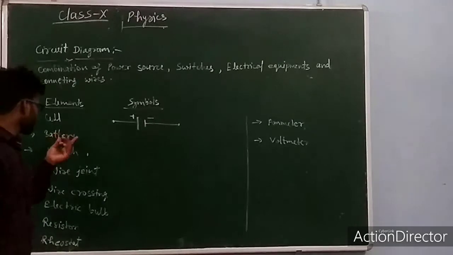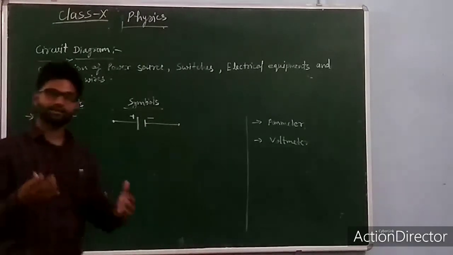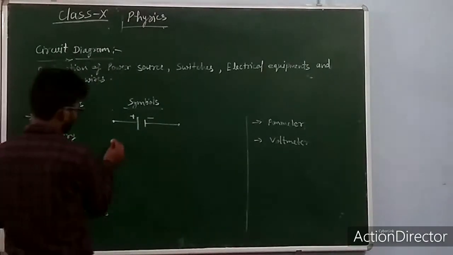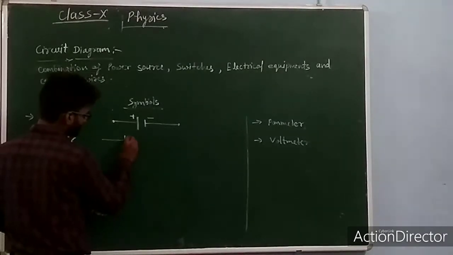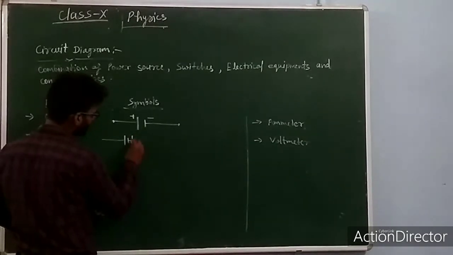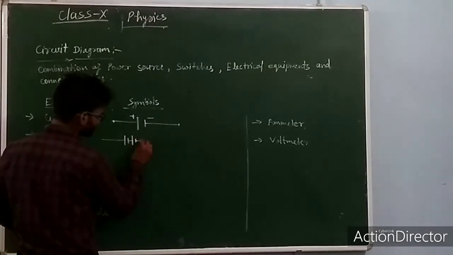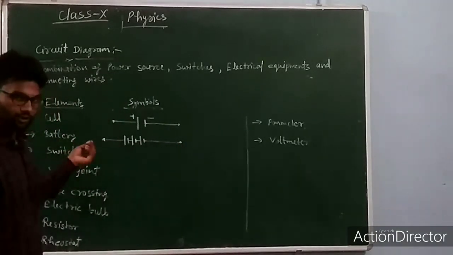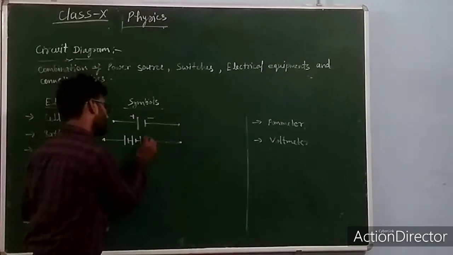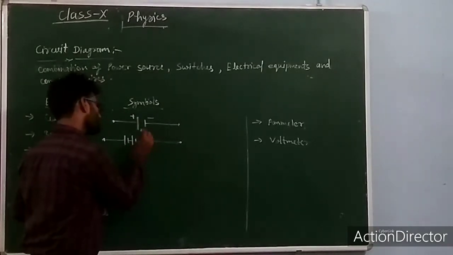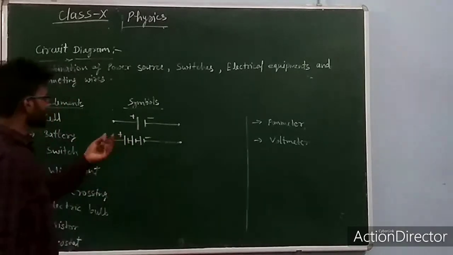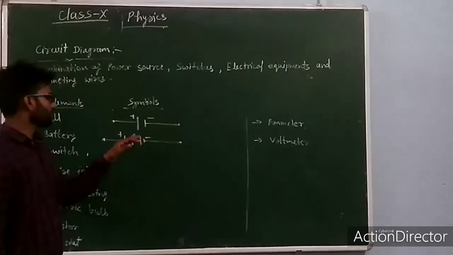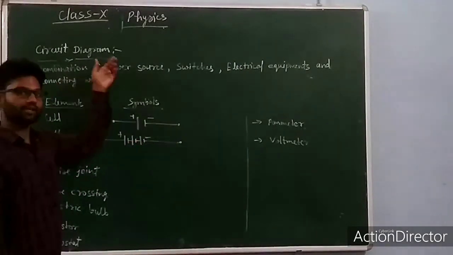The next element, that is battery. Battery is actually the combination of more than one cell, right? So if we are connecting more than one cell, then the whole combination is said to be an electrical battery. Right? And the representation of battery is something like this. Here also will be the smaller one, negative plate, bigger one, positive plate. So anode, cathode. This is the symbol of representation of battery in a circuit diagram.